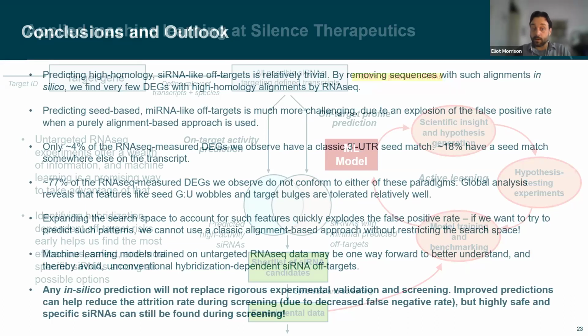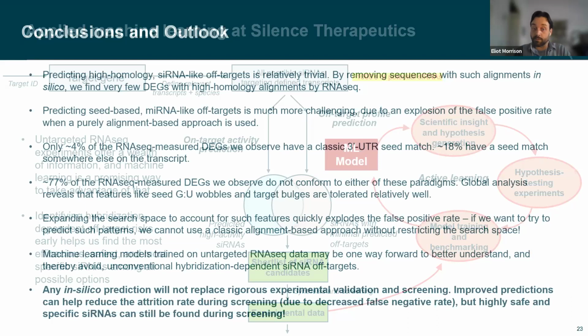And then interestingly, in our global analysis, we found that only about 4% of the differentially expressed genes we observed have this classic 3' UTR seed match. And this increases a bit if you don't require it to be in the 3' UTR, but it still leaves about 77 or 78% of these DEGs that don't fit either of these paradigms that we were talking about. That spurred us to do this global analysis where we identified a few features that might make sense to expand our in silico search with because they seem to be compatible with the underlying biology.